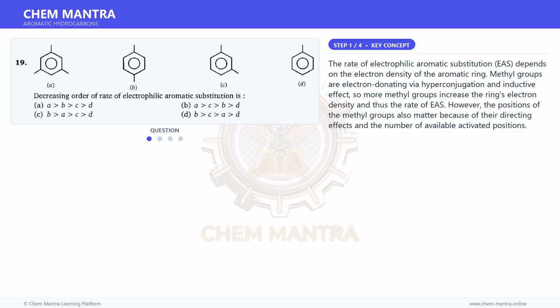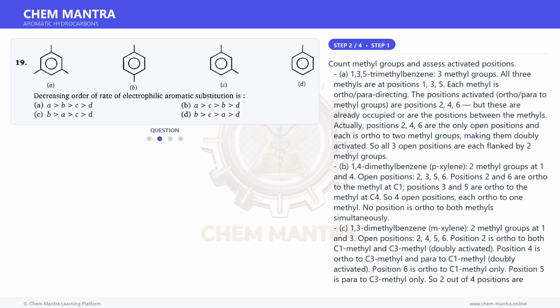The rate of electrophilic aromatic substitution, EAS, depends on the electron density of the aromatic ring. Methyl groups are electron donating via hyperconjugation and inductive effect, so more methyl groups increase the ring's electron density and thus the rate of EAS. However, the positions of the methyl groups also matter because of their directing effects and the number of available activated positions. Moving on to the next step.